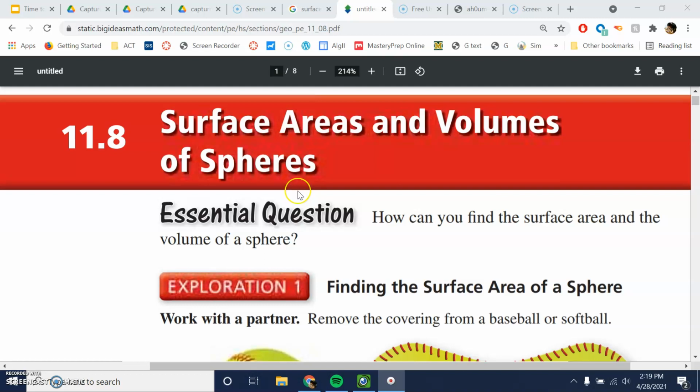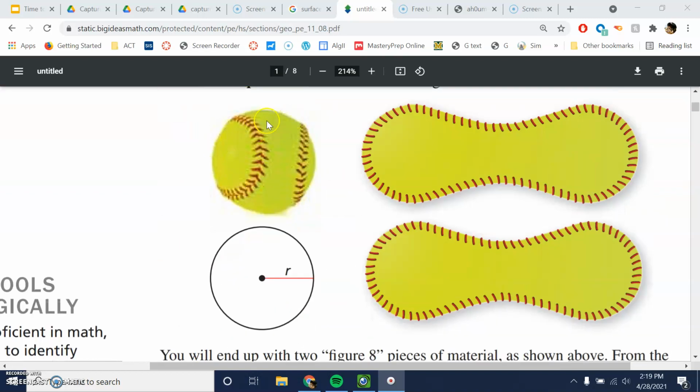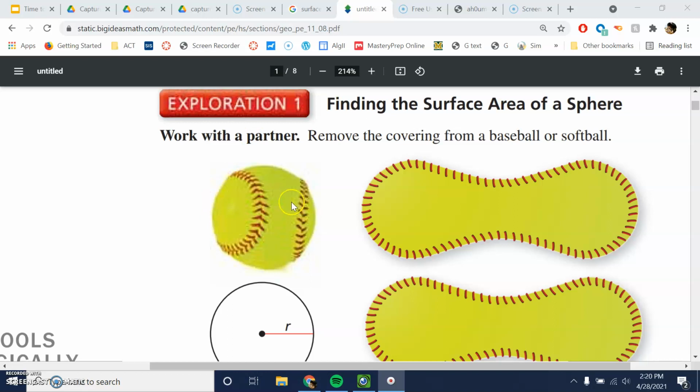Today we're finding the surface area of a sphere, of a baseball. It looks like this, or any sort of ball, like a soccer ball, or a softball, or a basketball. In this case, we're going to look at a baseball. So, this is made out of leather, so how much leather do you need in order to cover an entire baseball?